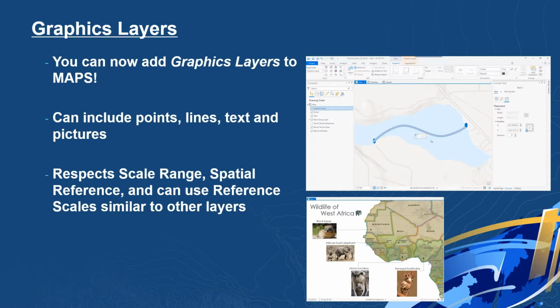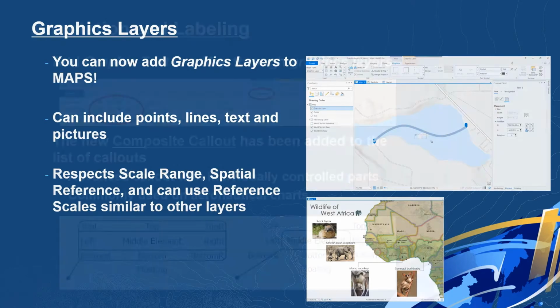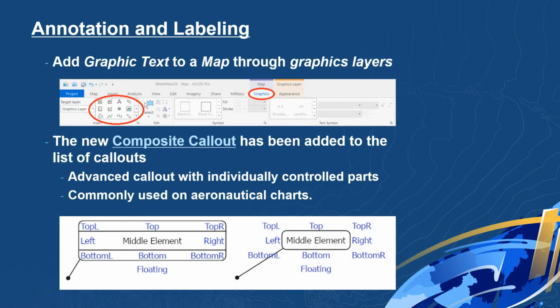So why is this important or even useful? Well, you can adjust their appearance, scale range, spatial reference, similar to traditional layers in the map view, and then quickly share them to the web. Under the same umbrella as graphic layer updates are the improvements that have been added to the labeling and annotation. I mentioned on the last slide that you can add graphic text to a map view, and one of the ways you can do this is by converting labels to graphic layers.